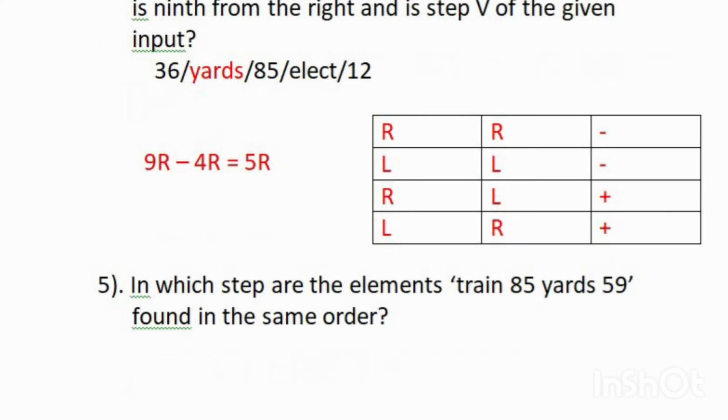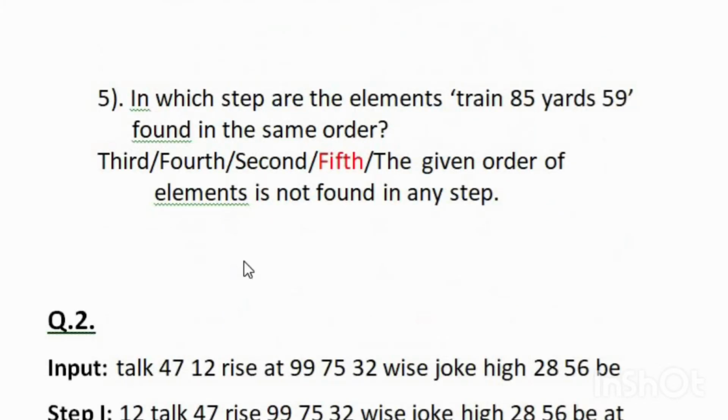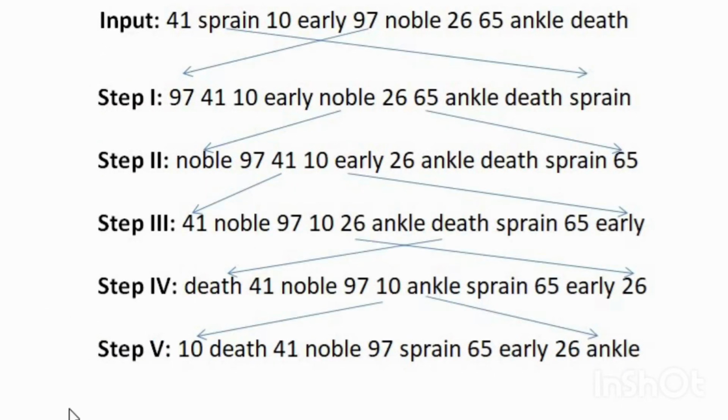In which step are the elements train, 85, yards, 59 found in the same order? See, it is clear that it is found in the fifth step. Train, 85, yards, 59 in the same order. It is in step number 5. So fourth option is the right choice. This is the question asked in Andhra Bank PO 2050.